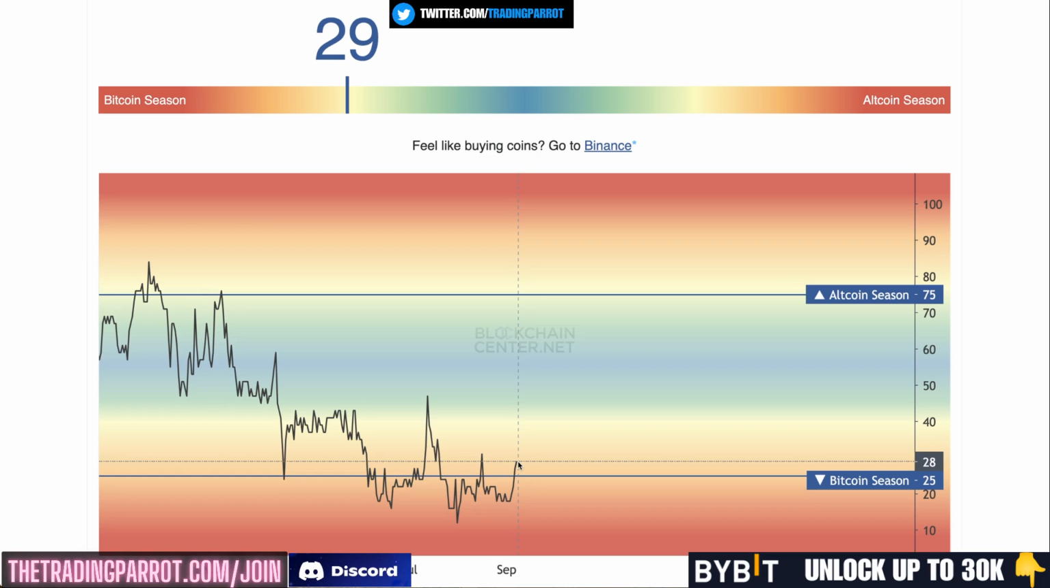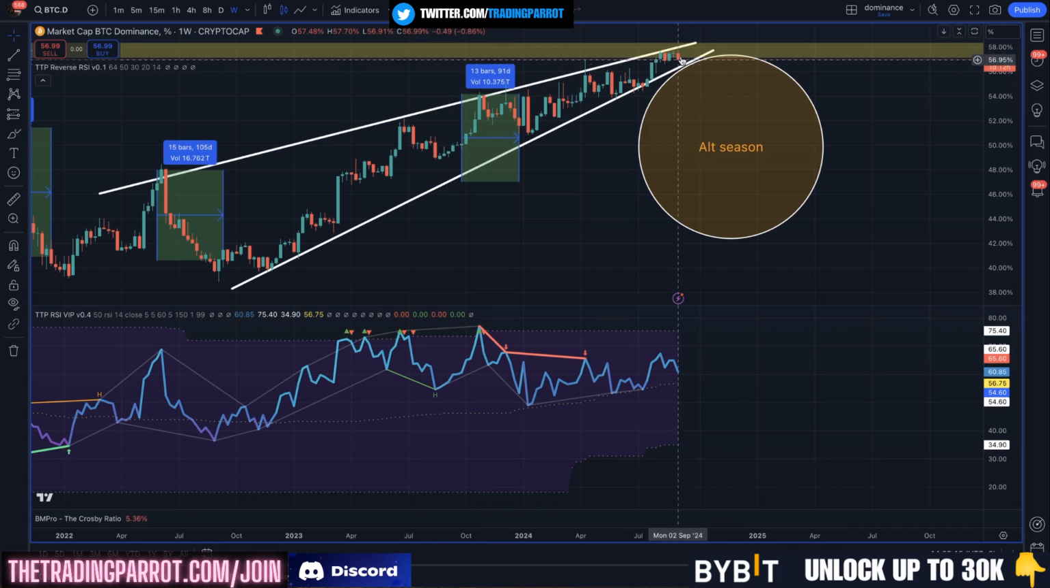Today we are at 29 in the altcoin season index, pretty similar to what we saw mid August. Something I wouldn't have expected to see this early, just because Bitcoin is showing so much weakness, and seeing the altcoins start performing is quite a little bit off in terms of timing.